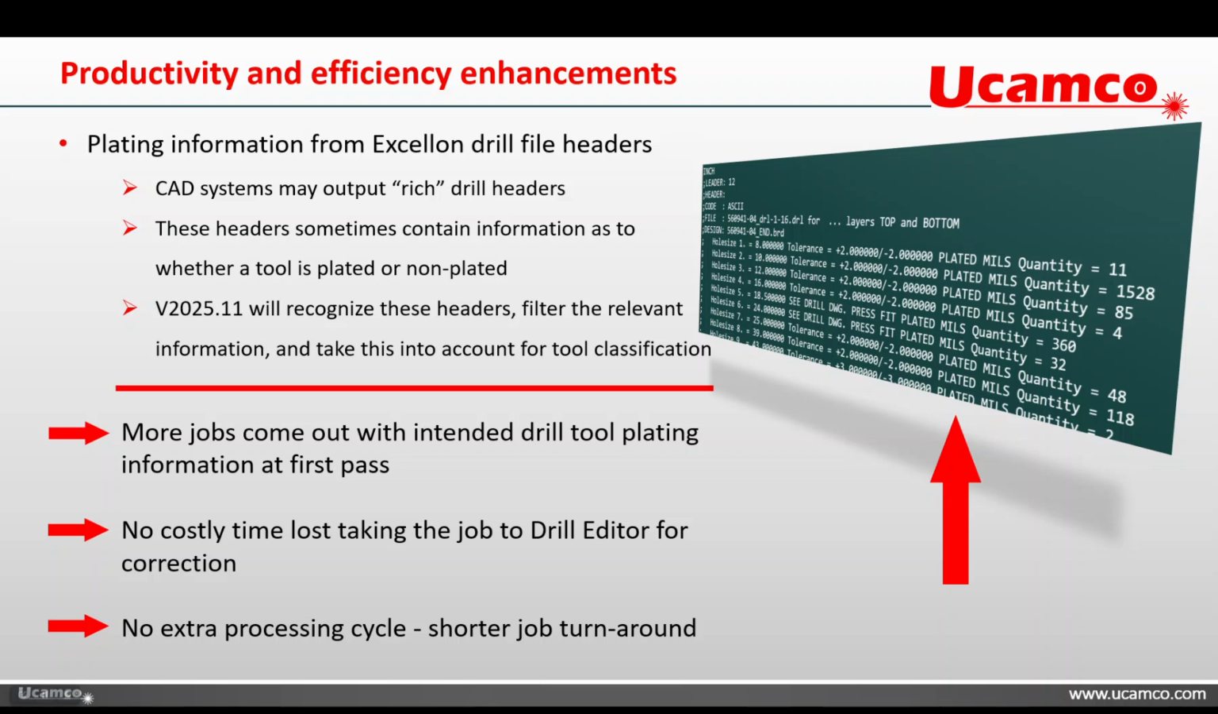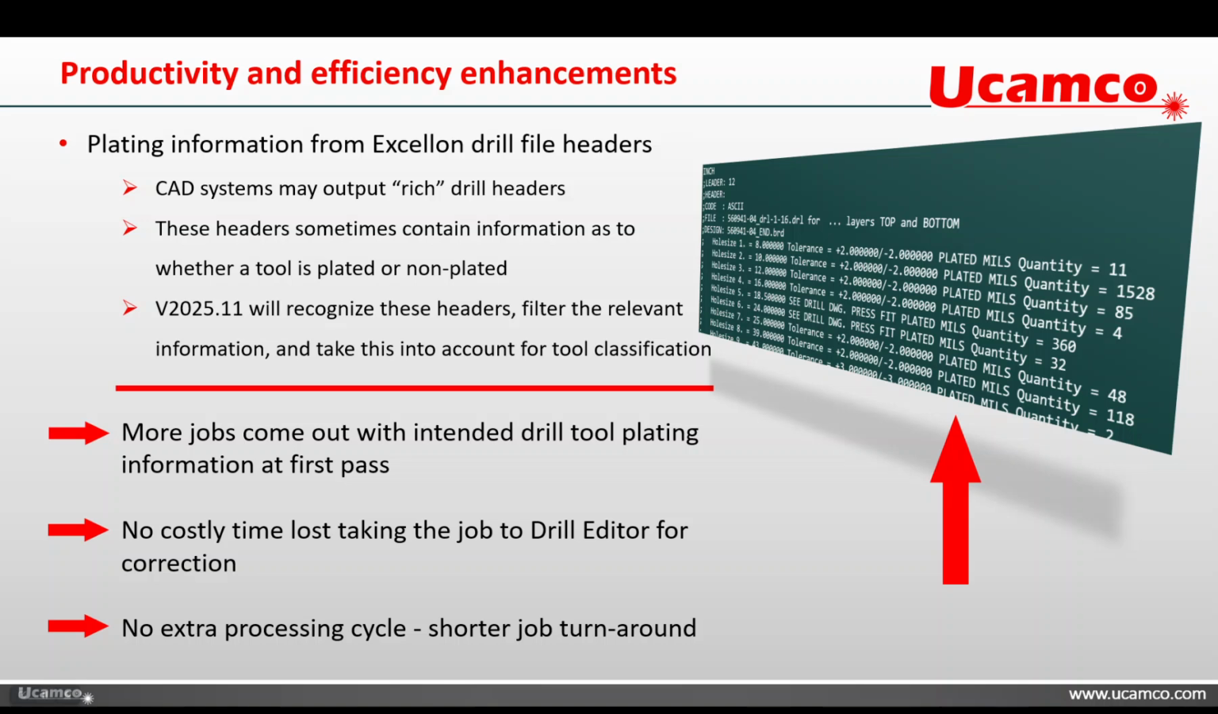In something of the same context, you could see the second one here, the plating information from the Echelon drill file headers. Nowadays, many of the CAD systems produce a more rich Echelon file, in the sense that they very often contain headers as sort of comments that have additional information about the tools being used, not only the diameters, which we have been picking up for time immemorial. But with this version, what we are going to do specifically is scan these Echelon headers to see if there is any information about the plating of a tool. Plating or non-plating of a tool is relevant and very important.